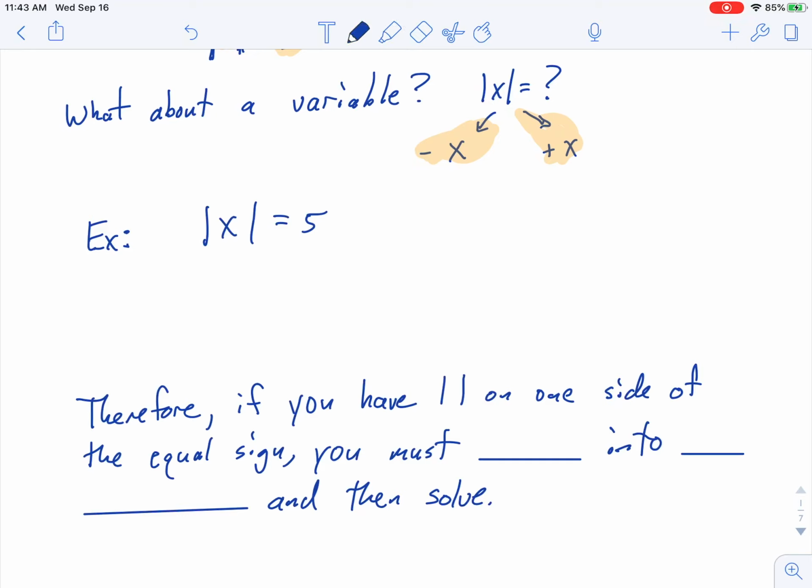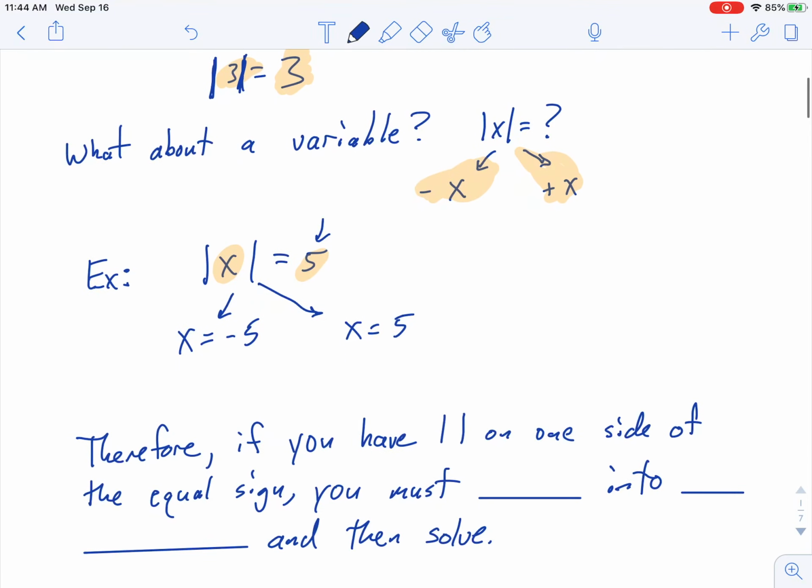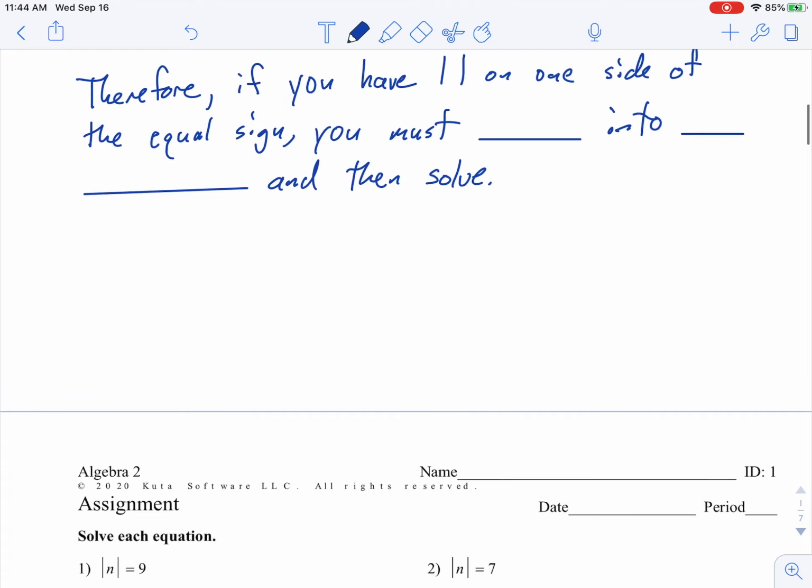So for example, if I say the absolute value of x is 5, what is x? You don't know whether x was originally a -5 or was x originally a +5. If it was negative, it got turned positive, just like you're supposed to do. And if it was positive, it stayed positive. So when you have a variable inside the absolute value bar, let me go down here.